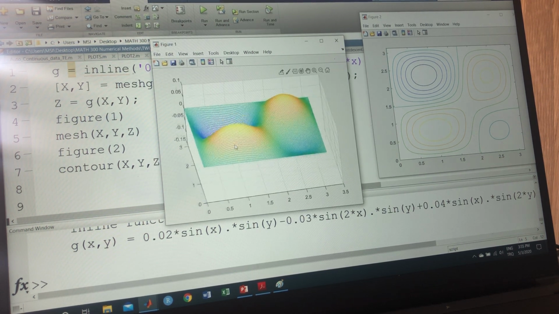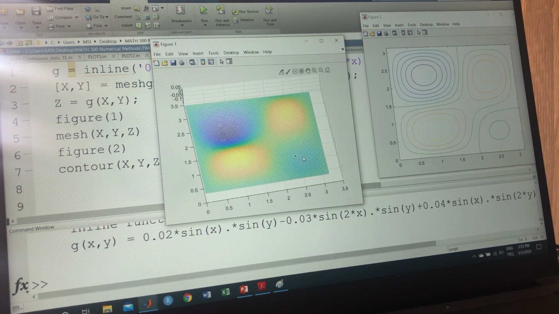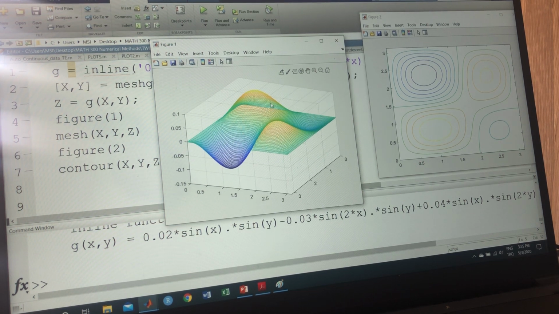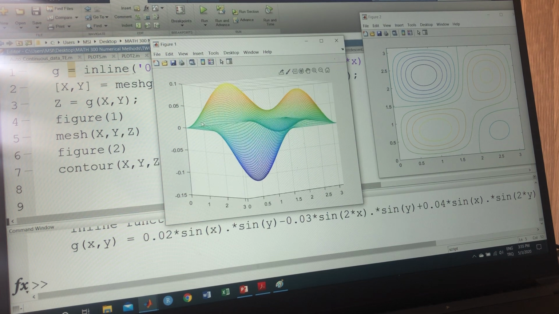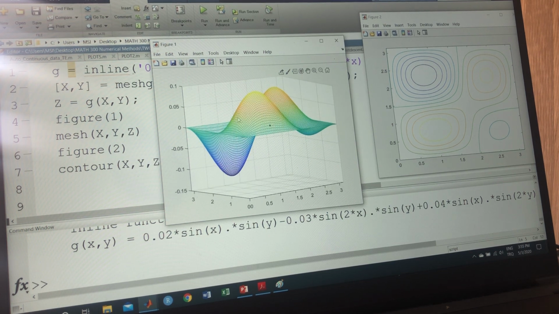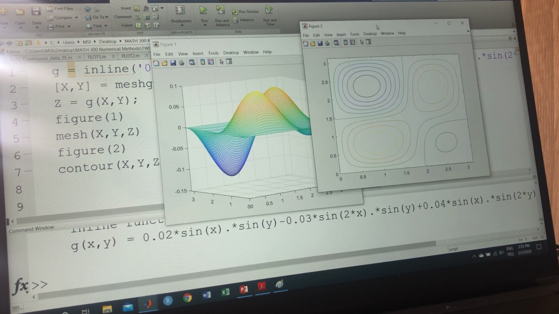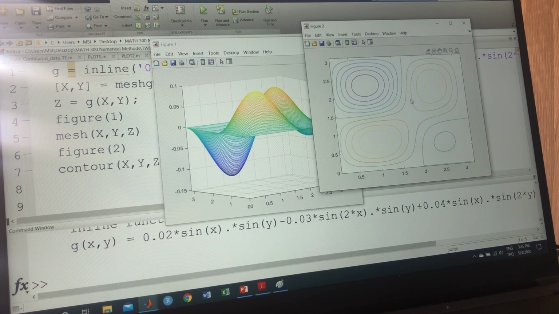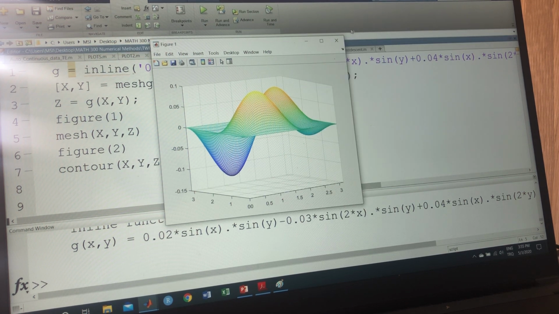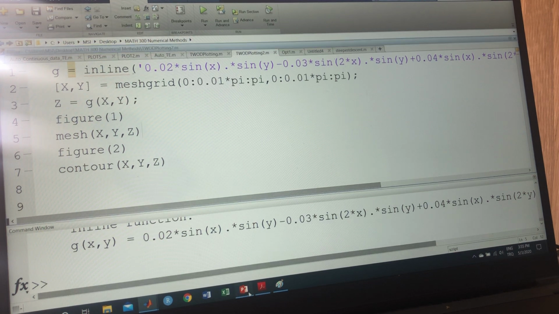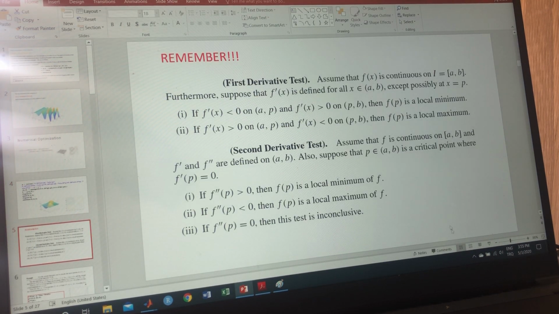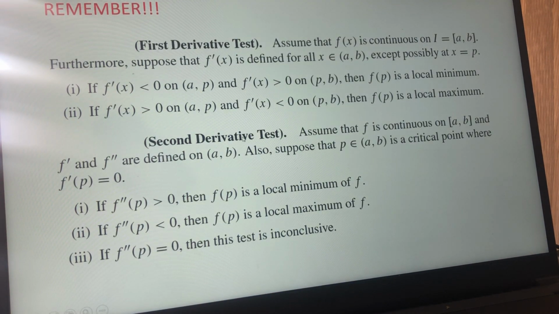You can see the maximums and minimums. See, the yellow ones are maximums, blue ones are minimums. Okay? These are the local extremum points, and you can play with your graph like that. And this is the mesh one. So, yes, it is in here. You can check that. I will send this MATLAB code to you.